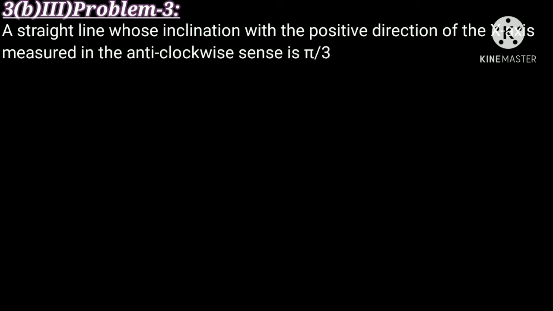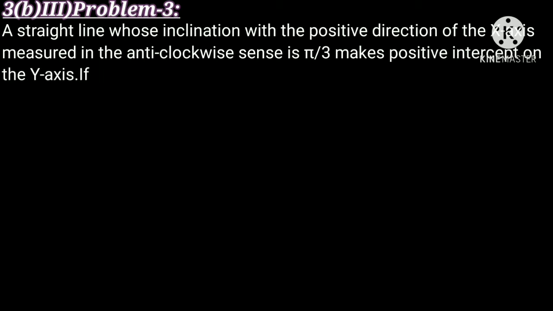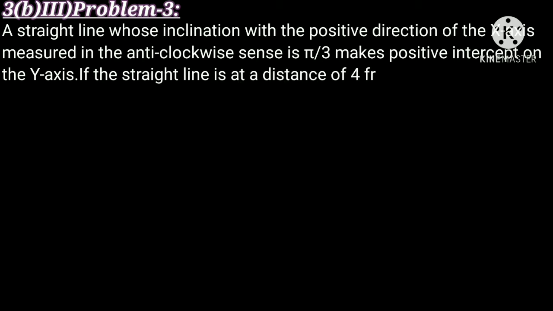Chapter: The Straight Line, Exercise 3B, Section 3, Problem number 3. A straight line whose inclination with the positive direction of the x-axis, measured in the anti-clockwise sense, is pi by 3 makes a positive intercept on the y-axis. If the straight line is at a distance of 4 from the origin, find its equation. This is our given problem.